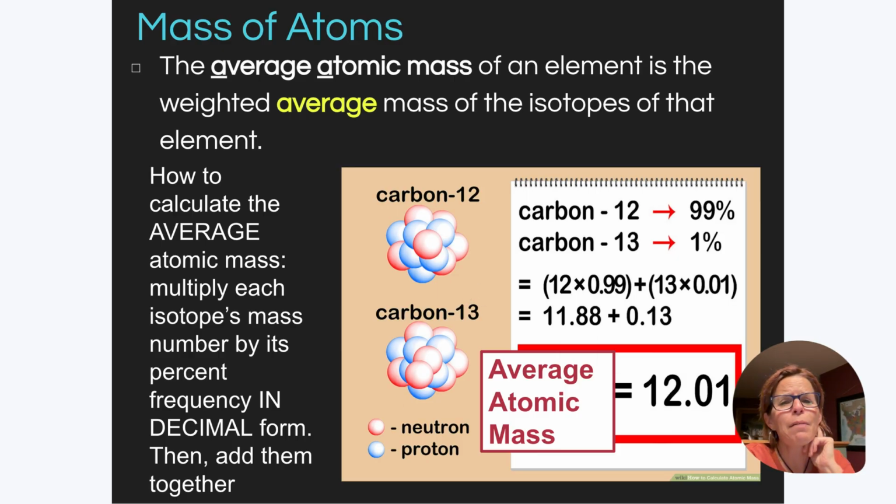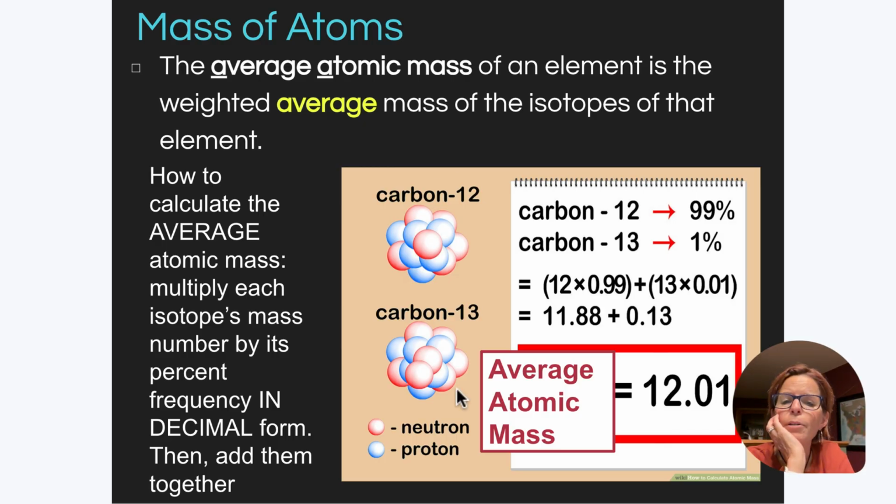So in this diagram, we have the isotopes carbon-12 and carbon-13. The 12 means the mass number is 12. Because it's carbon, it has 6 protons, and to have a mass of 12, it must also have 6 neutrons. That's what carbon-12 is, and it's a whole number. 6 protons plus 6 neutrons equals 12.